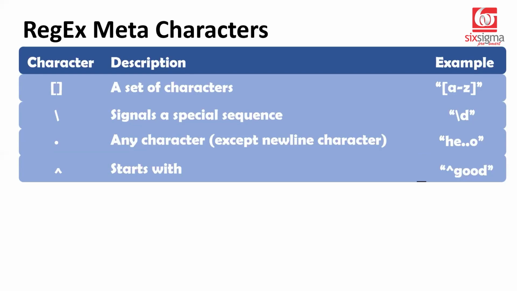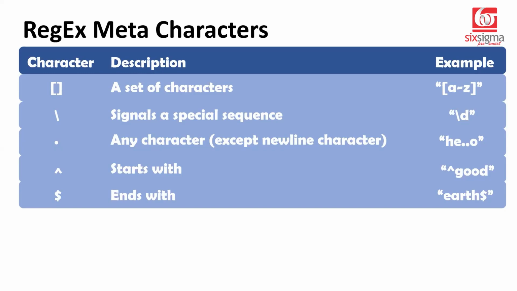This caret symbol that you see represents the beginning of a string. So if we search for a pattern, let's say caret good, it would find out those strings which start with good. Likewise, this dollar symbol represents the ends with. So if we write earth and dollar symbol, it will try to find out those strings that end with earth.